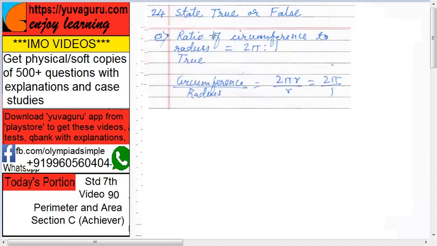Ratio of circumference to the radius is 2 pi is to 1. That is true. Why? See here, circumference upon radius. Circumference is 2 pi r upon r. R gets cancelled. 2 pi upon 1. That is the answer. So true.